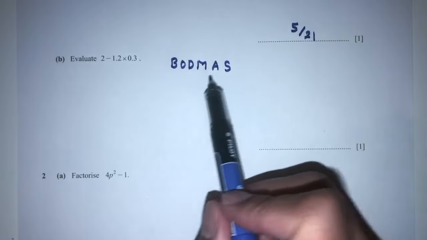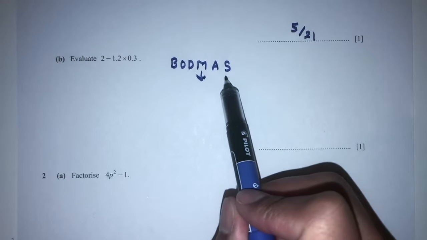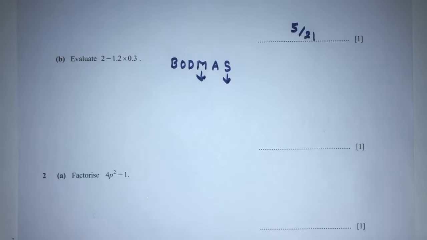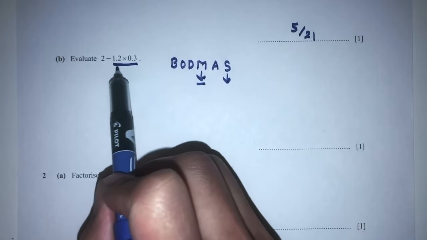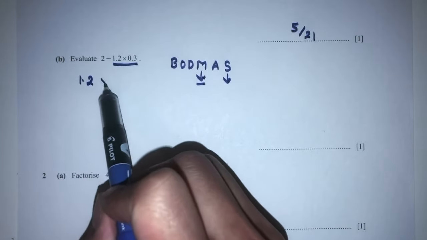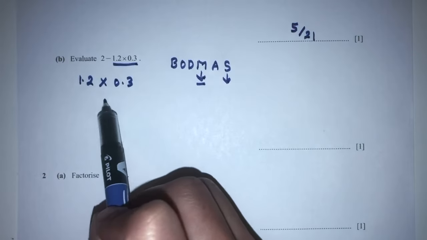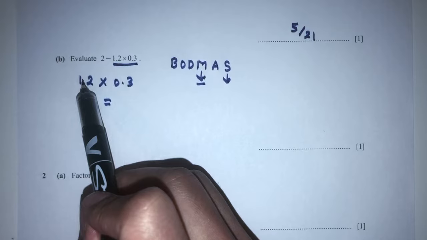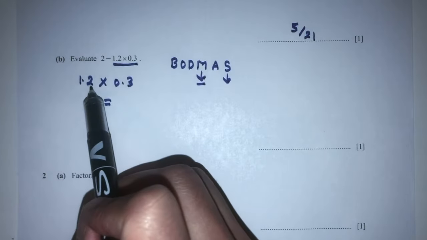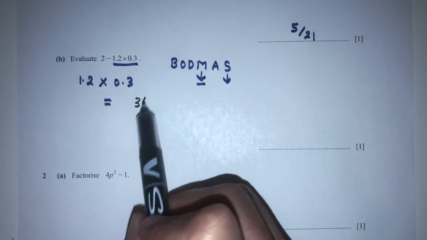As you can see here we have multiply, here we have minus, subtraction. So first you want to do multiply. So first you want to do this part, 1.2 multiplied by 0.3. Pretty easy. The first thing we do is we ignore the decimal place. So 12 times 3 will be 36.